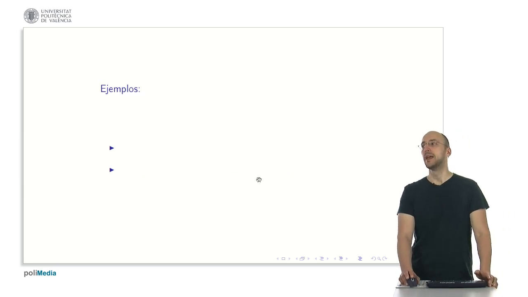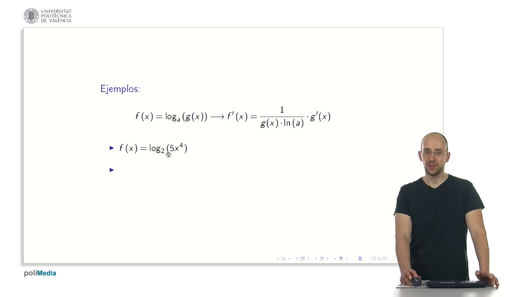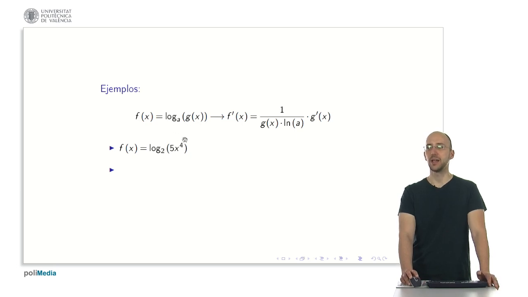What happens when I apply the rule of the logarithm to the base a of g of x? Remember that the derivative is 1 divided by g of x, multiplied by the natural logarithm of a, times g prime of x. Let's consider an example. The logarithm to the base 2 of 5x to the 4th. What do we need to identify here? We see that a is 2 and g of x is 5x to the 4th. We can apply the formula as follows.